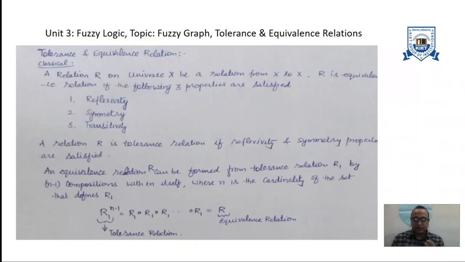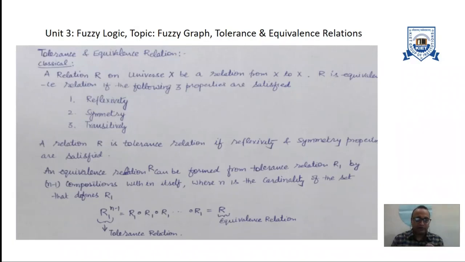So here you understand the two different types of relation: one is the equivalence relation, another is the tolerance relation. Equivalence relations are those relations which maintain the three properties: reflexivity, symmetry, and transitivity. And tolerance relations are those relations which maintain two properties, reflexivity and symmetry.